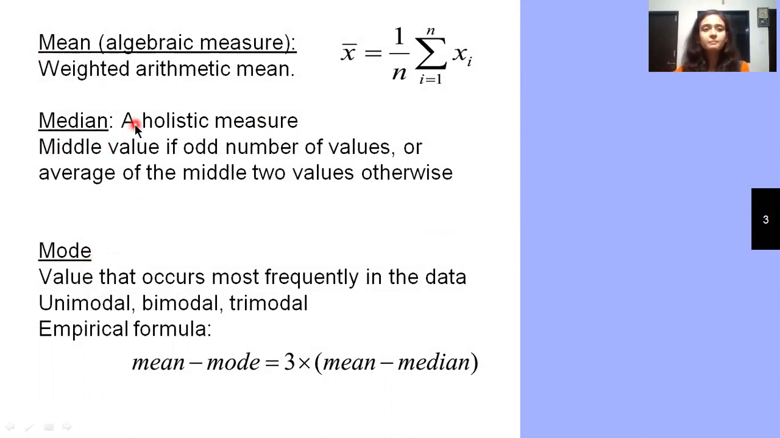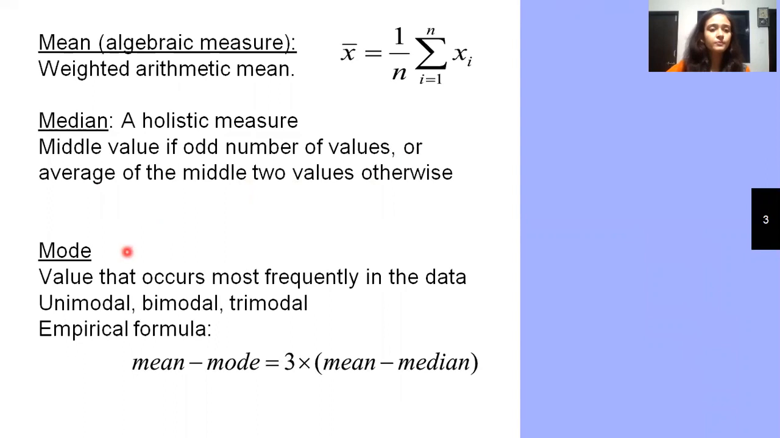So what is mean? Mean means the average. You have to do the summation of all the observations divided by the total number of observations. This is the formula of mean. Next comes the median. Median is the middle value. If the total number of observations is odd, then you can easily find the middle value, and that will be your median. But if the total number of observations is even, then you will get two middle values. So you have to take the average of those two values, and that will be considered the median for an even number of observations.